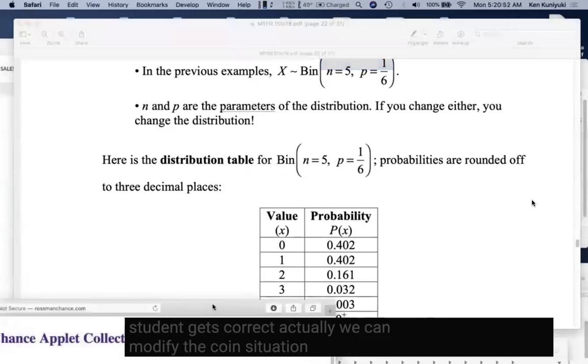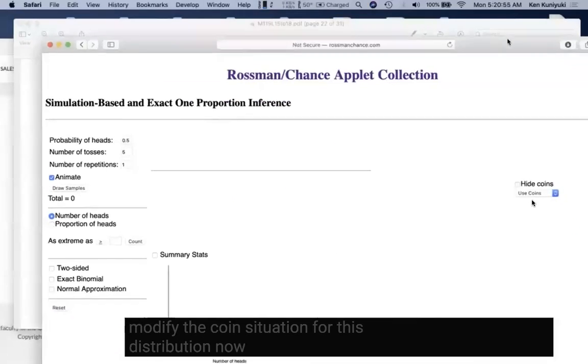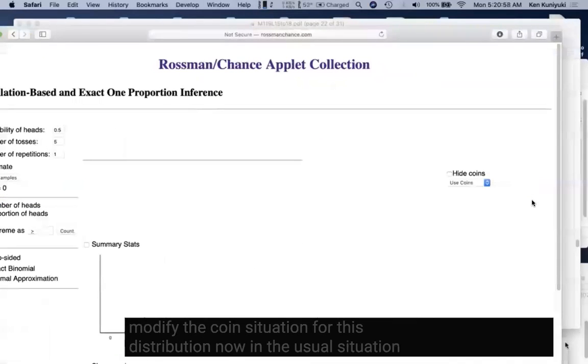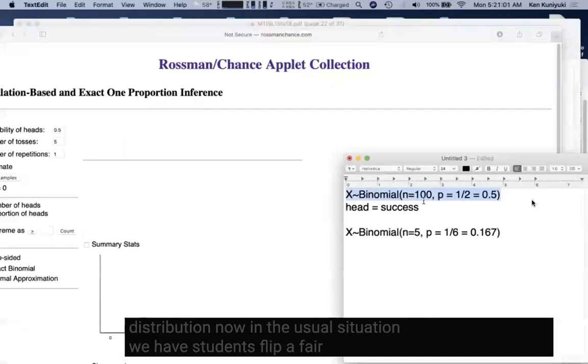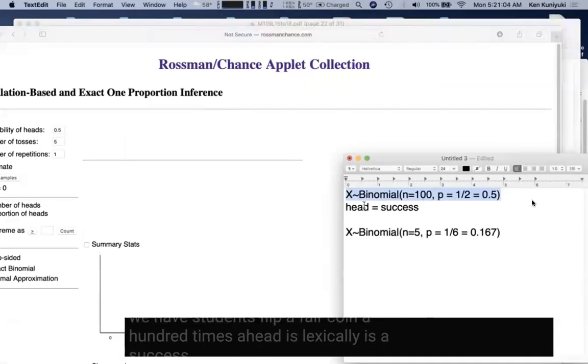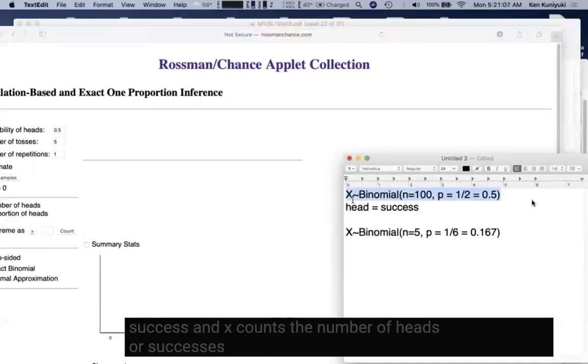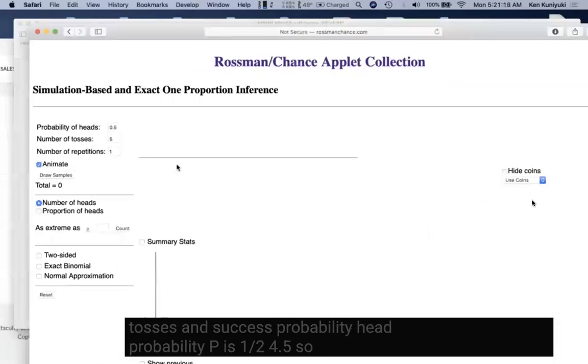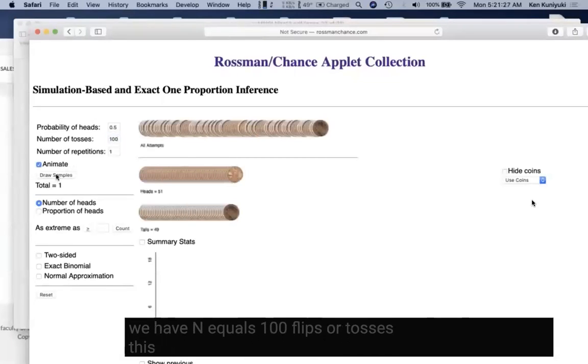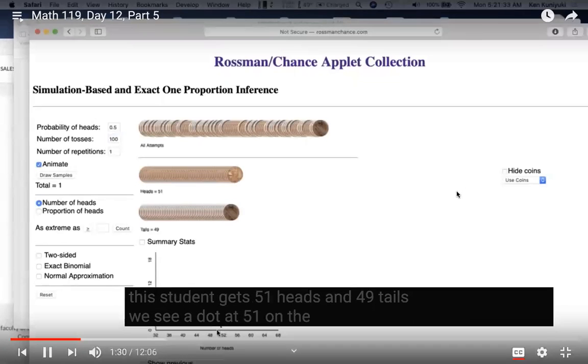Actually, we can modify the coin situation for this distribution. Now, in the usual situation, we have students flip a fair coin 100 times. A head is a success, and X counts the number of heads or successes. Then X has a binomial distribution where n equals 100 flips or tosses, and success probability, head probability, p, is 1/2 or 0.5. This student gets 51 heads and 49 tails. We see a dot at 51 on the dot plot.